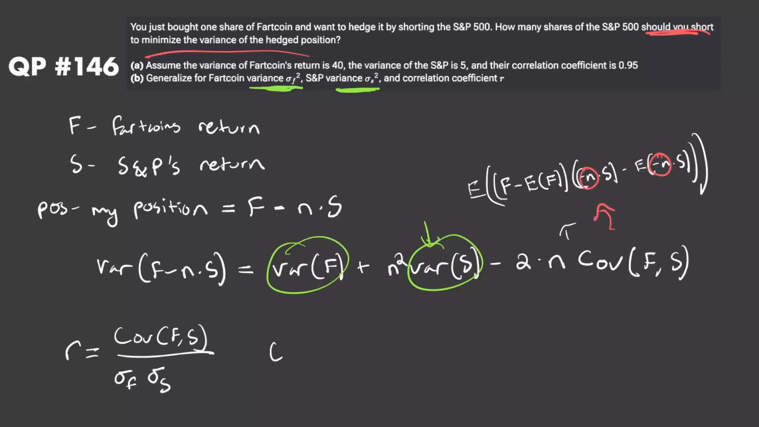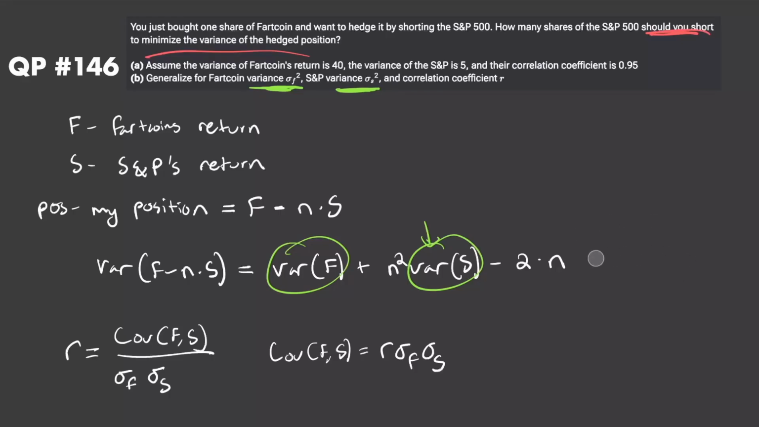So we know that when we rearrange this, the covariance of F with S is just going to be equal to R times the standard deviation of F times the standard deviation of S. So I can just replace that in my equation right here. It's just going to be R times sigma F times sigma S, or sigma S times sigma F.